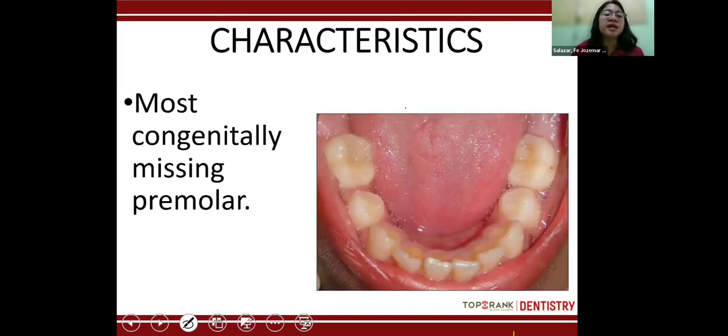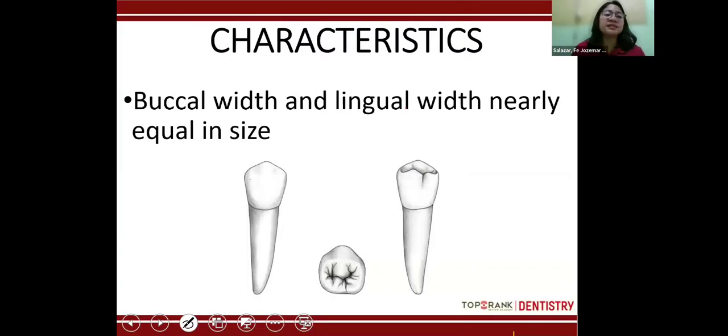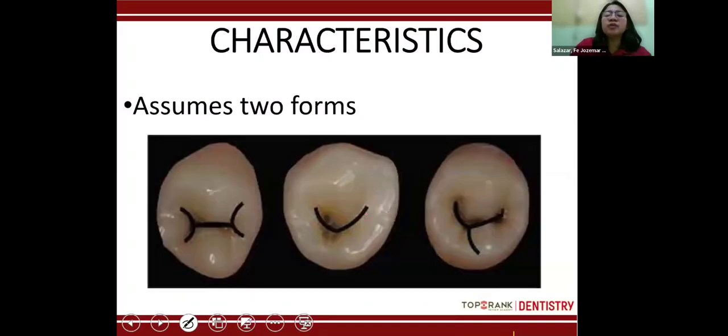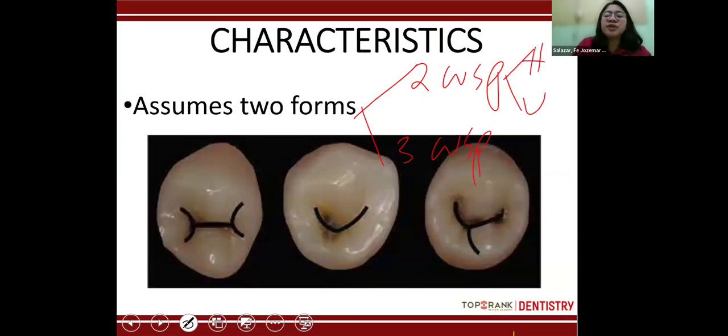It is the most congenitally missing premolar. Buccal width and lingual width are equal in size. And it is the only premolar with a central pit and a central fossa. It assumes two forms. You have a 2-cusp form and a 3-cusp form. Yung 2-cusp, pwedeng H and U pit and groove pattern. 3-cusp natin ay Y pit and groove pattern. The H, the U, the Y tells you about the pit and the groove pattern.